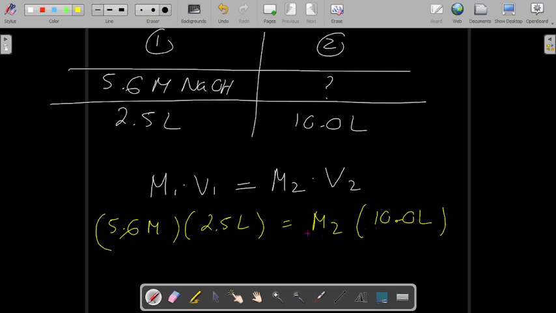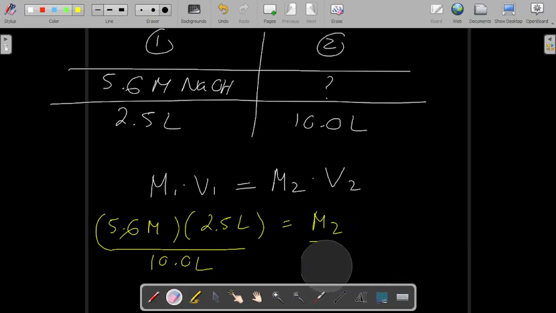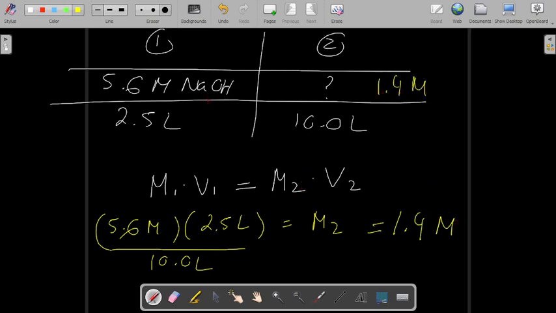Now I can find molarity 2. This is an algebra problem. Anything that's multiplying goes on the other side dividing. Because you can divide this by 10.0 liters, and you need to do the same thing on the other side, and then this gets canceled. I'm going to erase this so it looks pretty. Molarity 2, if you do the math, comes up to 1.4 molarity.